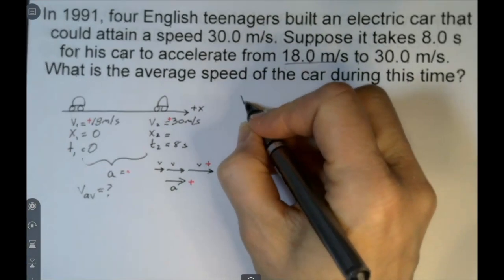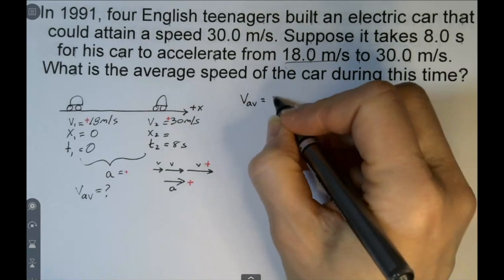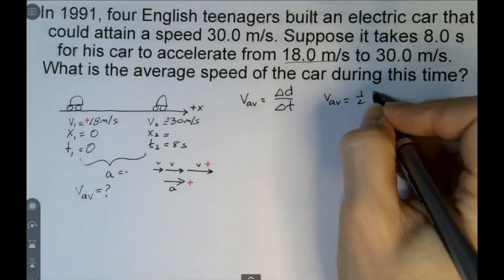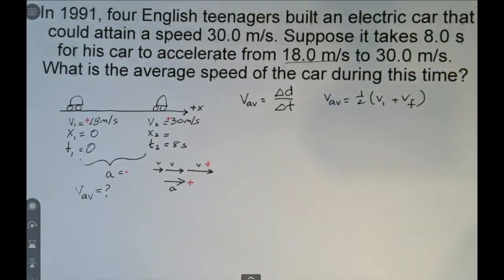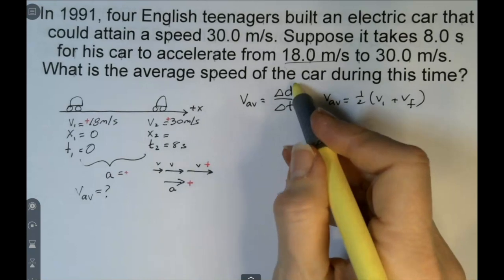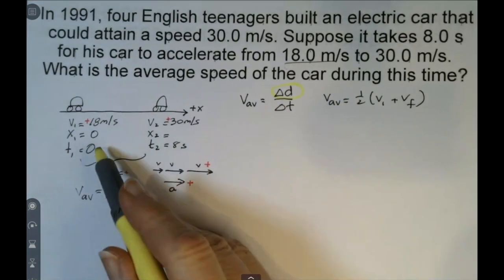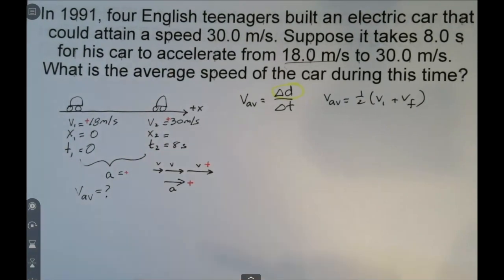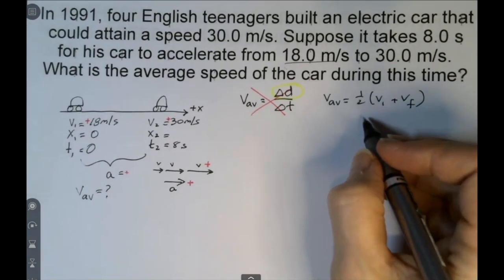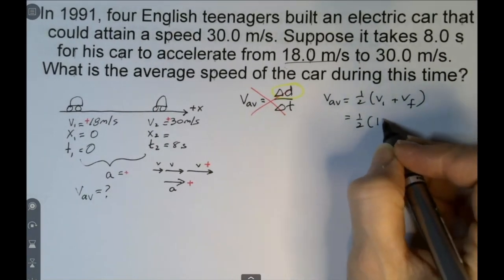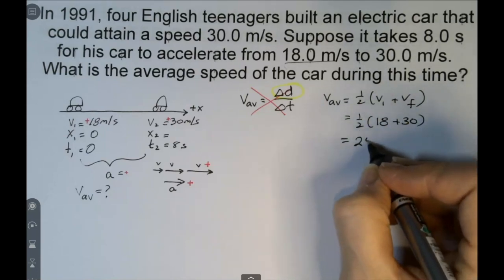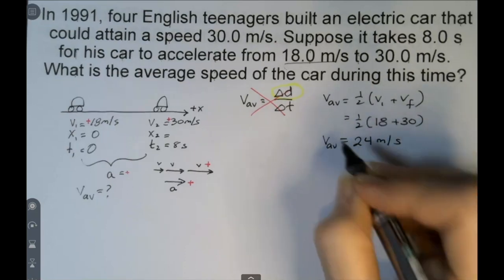If you look at your equation sheet, you'll see that there are two equations that you could use to find average velocity. It's this one or this one. So how do you choose which to use? Well, do I know the change in position? I would have to know x1 and x2. I do not know x1 and x2. Therefore, I cannot use this to find average velocity. Instead, I'm going to do 18 plus 30 and divide that by 2. So that's 48 divided by 2, which is 24 meters per second.